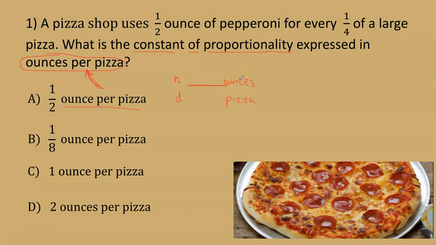Now let's find the number of ounces in this problem. I see ½ ounce of pepperoni, so I put that with the ounces, ½ ounce, and then I see a fourth of a large pizza, so I put the 1/4 in the denominator. We have a complex fraction here, because we have a fraction that contains a fraction. So step 1 in solving a complex fraction is to make sure both the numerator and the denominator are fractions, which they already are. Next, we change out the fraction bar for a division symbol.